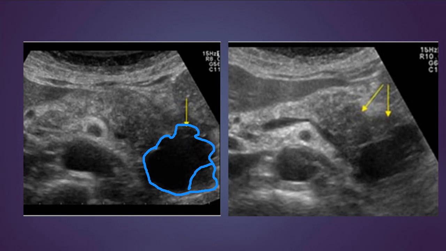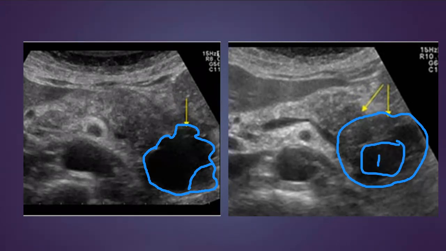Same thing here. This is the whole tumor. So we're not just looking at this. If you were just looking at that, you would think that that was a pseudocyst, but we're not. We're looking at the entire discrete mass that has that cystic central portion.